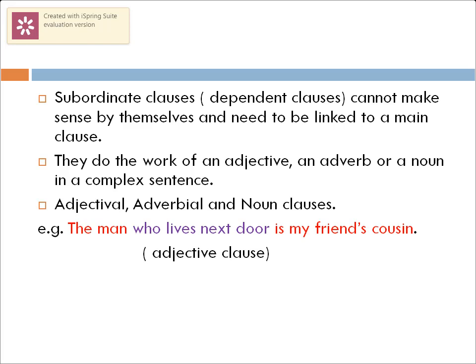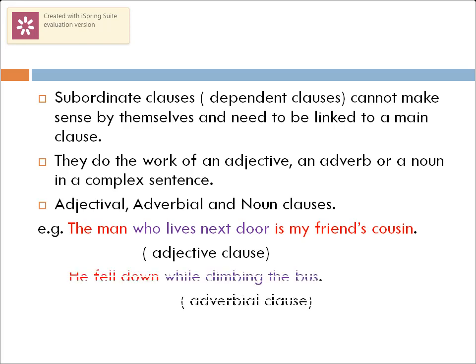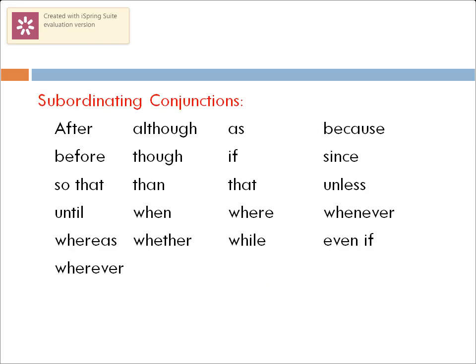Example: the man who lives next door is my friend's cousin. In this complex sentence, who lives next door is the dependent clause and it is acting like an adjective, hence it is called an adjective clause. Similarly, he fell down while climbing the bus. The independent clause is he fell down and the dependent clause is while climbing the bus, which is acting like an adverb, so it is called adverbial.